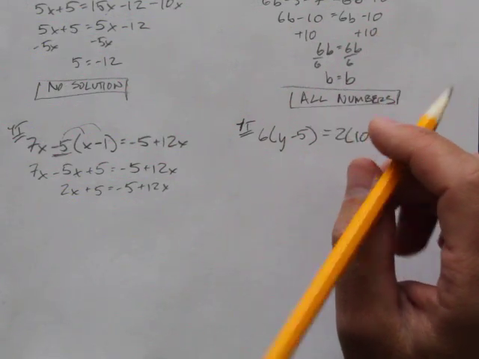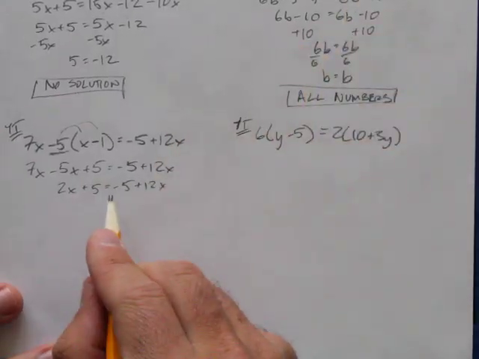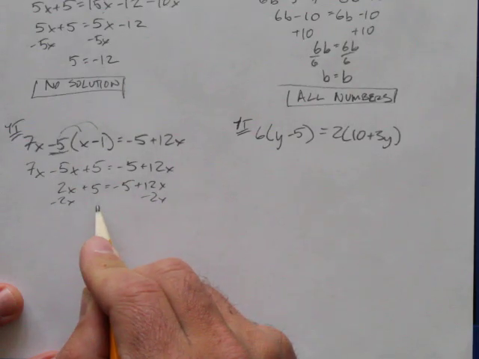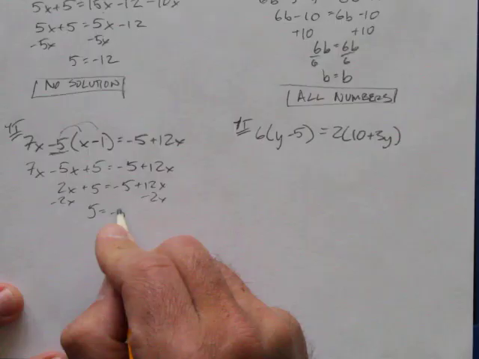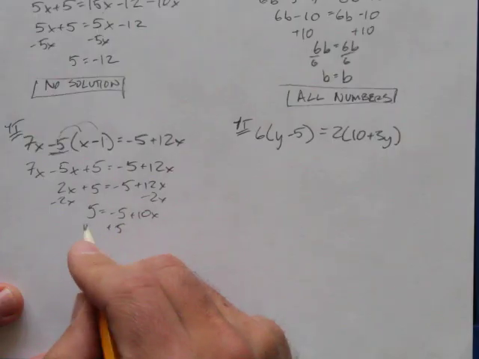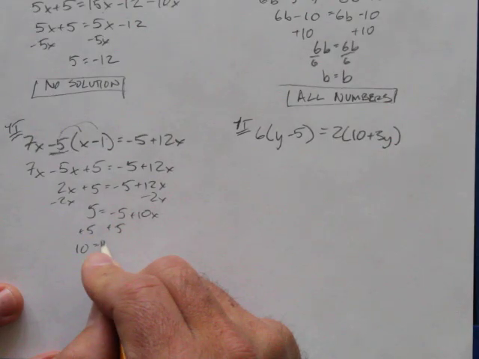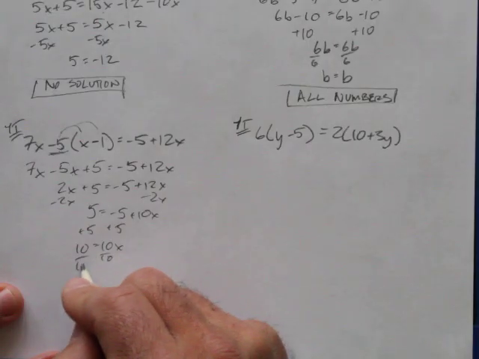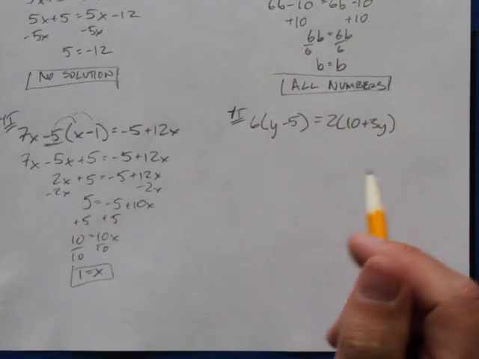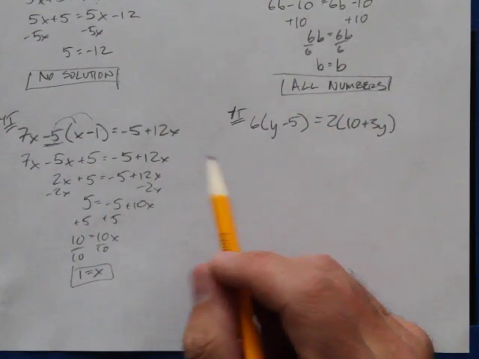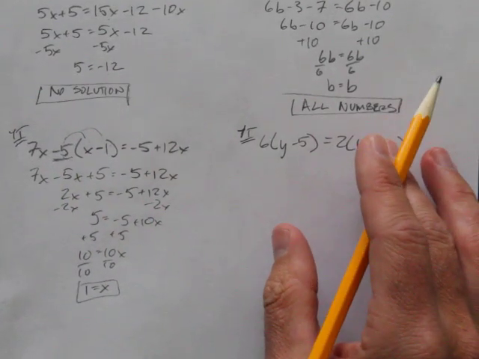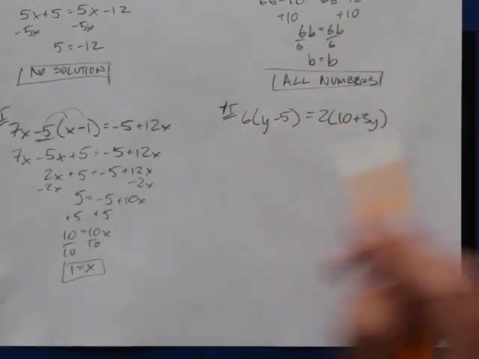Oh, I wrote the problem down wrong. Oh well. Okay, so I'm going to subtract 2x from each side. And so I get 5 equals -5 plus 10x. Add 5 to each side. I get 10 equals 10x. Divide by 10, divide by 10. X equals 1. This was not a special solution because I wrote the problem down wrong. This should be 7 plus 5x. Lame. All right. So hopefully you got this.